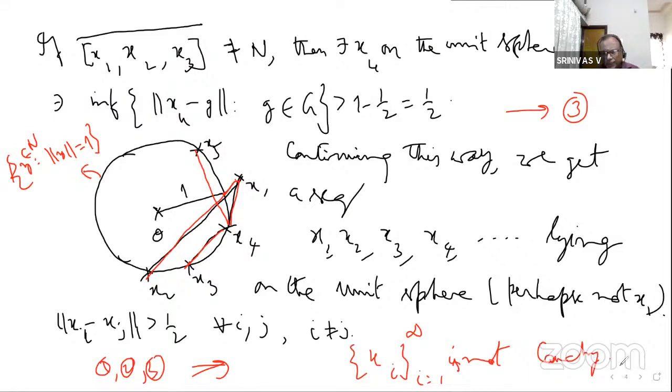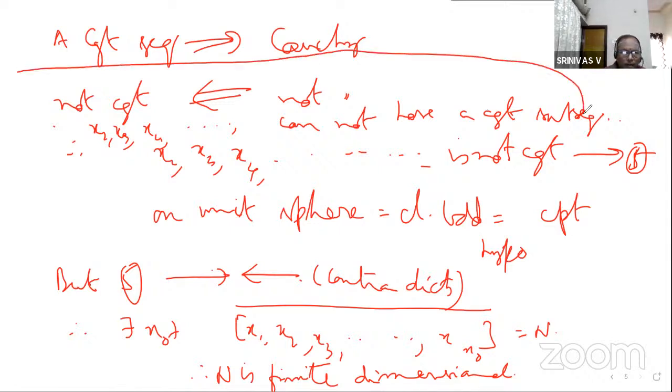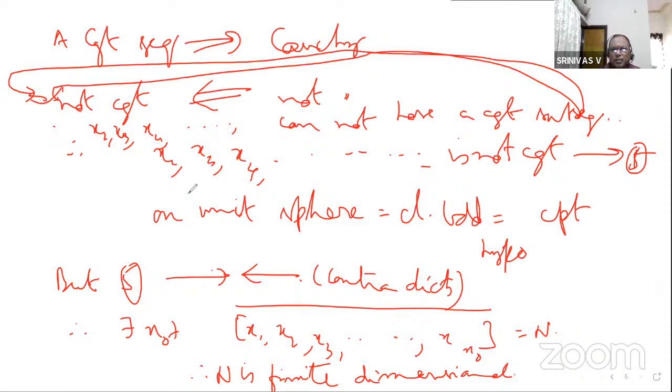So because of this, no subsequence of this sequence can be convergent. Means no convergent subsequence exists for this sequence. So this sequence cannot have a convergent subsequence. Hence, from here you can say the sequence is not convergent, because it does not have any convergent subsequence.